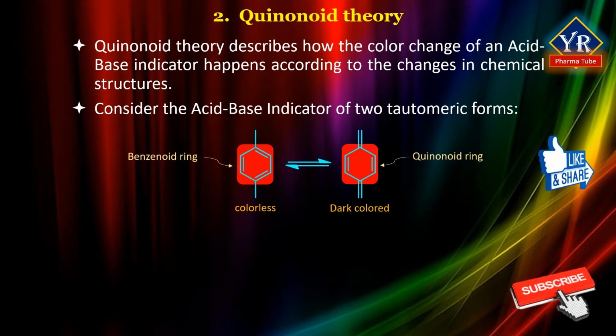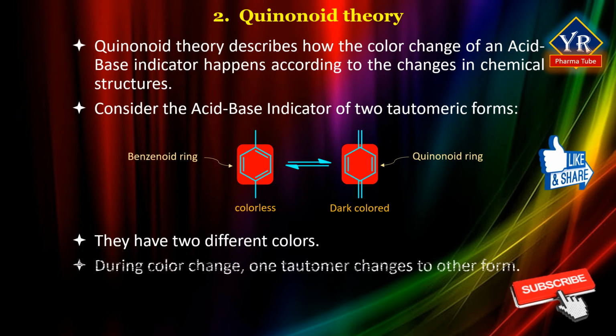One of these forms occurs in acidic solution while the other form occurs in the basic solution. These two forms also have two different colors that are helpful in showing the color change. During this color change, one tautomer form changes its structure to the structure of the other tautomer form. In other words, the color change is due to the interconversion of one tautomeric form into another.